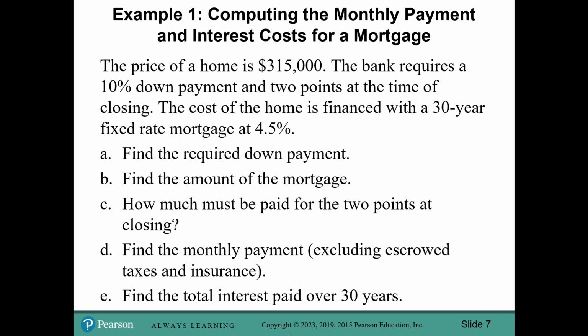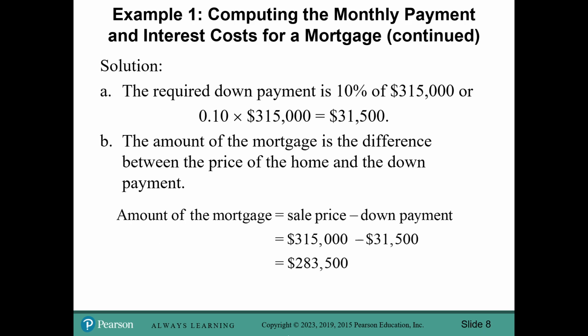Let's find the required down payment. Let's find the amount of the mortgage. Let's find how much must be paid for the 2 points at closing. Let's find the monthly payment excluding escrowed taxes and insurance. And let's find the total interest paid over 30 years. Let's break it down one at a time.